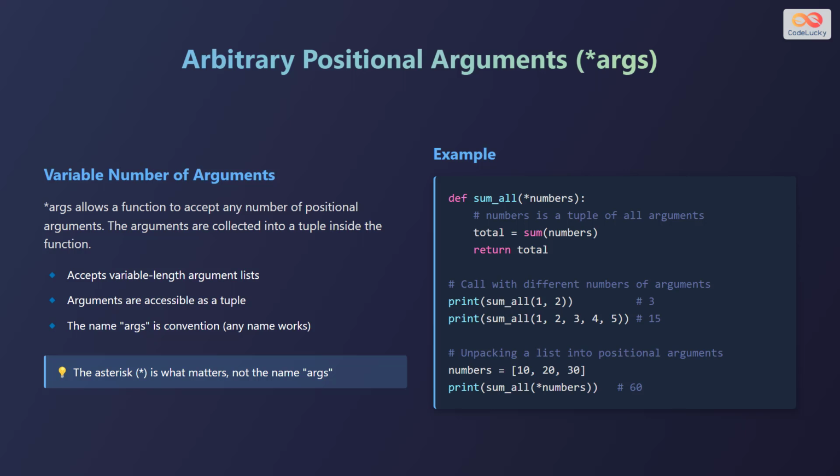Here is an example. We define a function sumAll that uses *numbers to accept any number of arguments. The function calculates the sum of all the numbers provided. We can call the function with different numbers of arguments, and it will correctly compute the sum. We can also unpack a list into positional arguments using the asterisk.